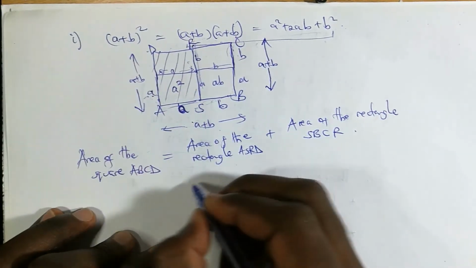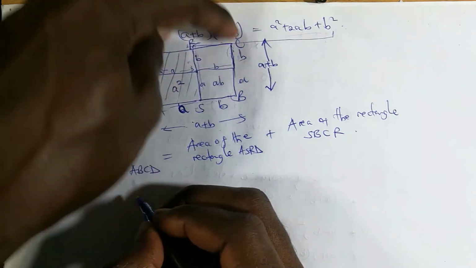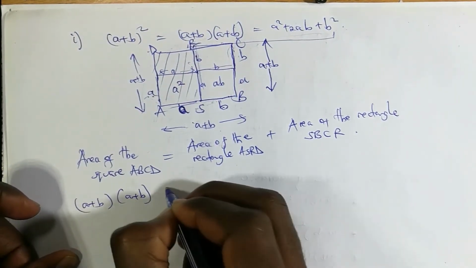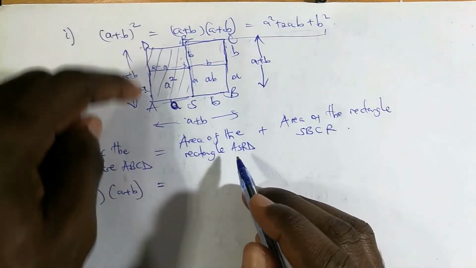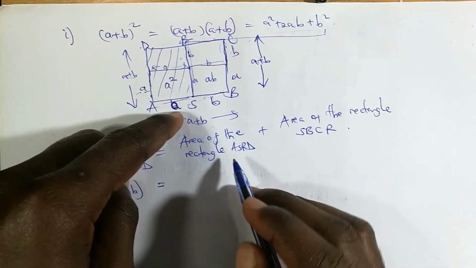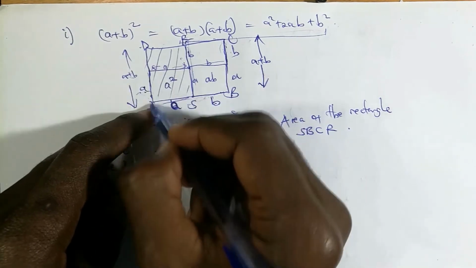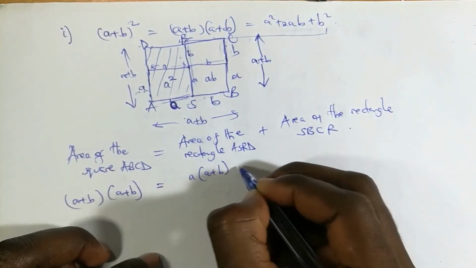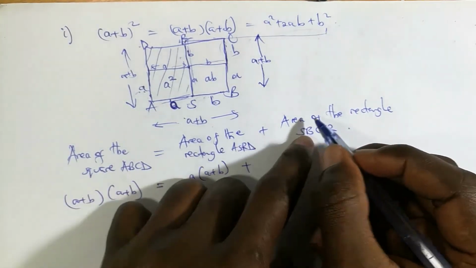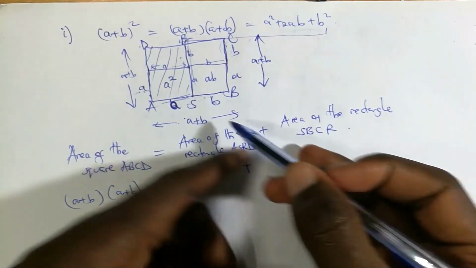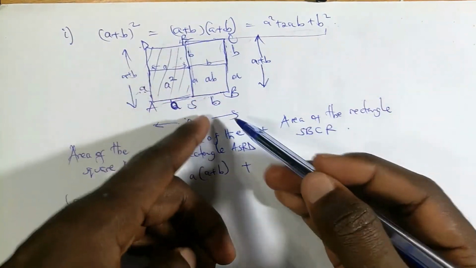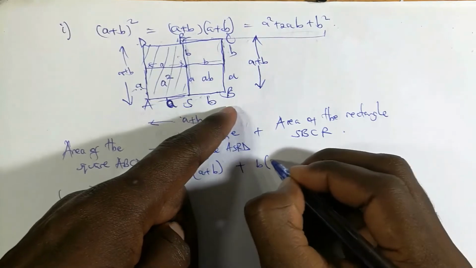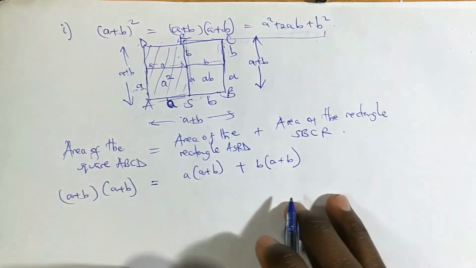So now that means the area of this whole square is going to be a plus b into a plus b, which is going to give us the area of the rectangle. This is going to be a times a plus b, this side length and this width, a into a plus b, plus this one, SBCR, which is going to be b, which is this, times that, which is a plus b.